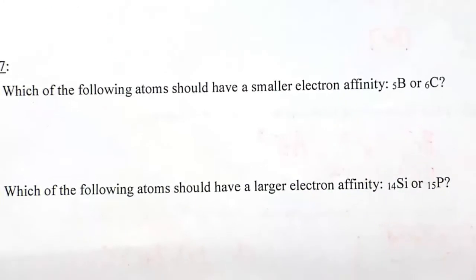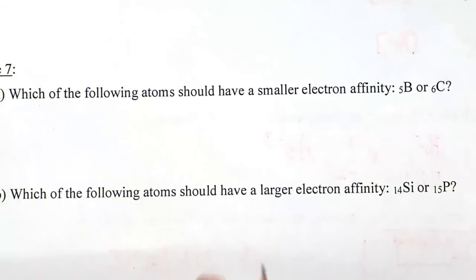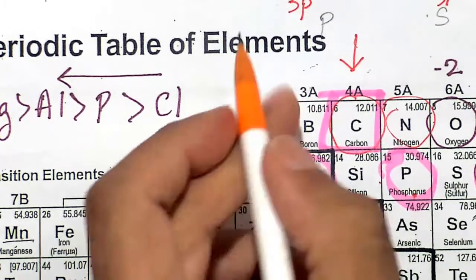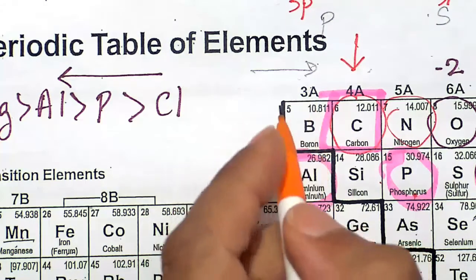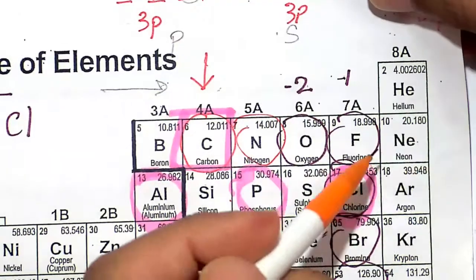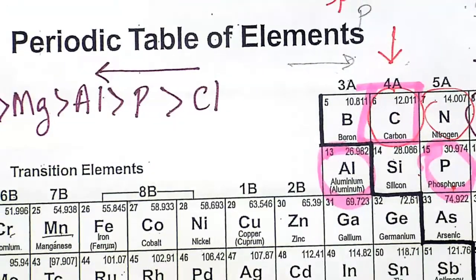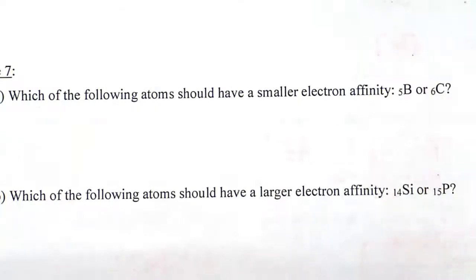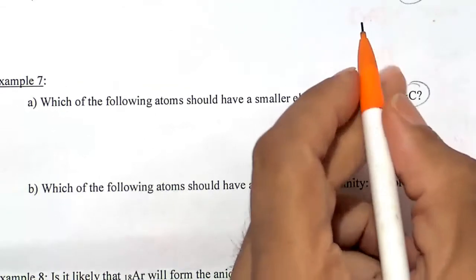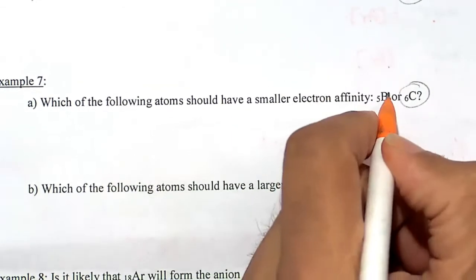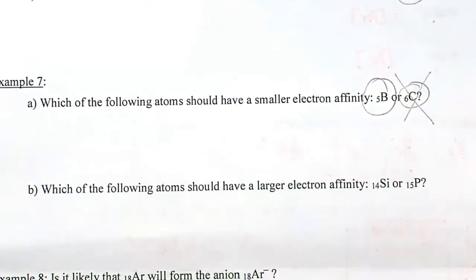Electron affinity and electronegativity, boron versus carbon. The trend is as you move this way in the periodic table, you have more and more electron affinity, definitely in the halogens, definitely not the noble gases. So carbon should have a greater electron affinity, or in other words, electronegativity. The question is which is smaller, so boron would be the smaller electron affinity.